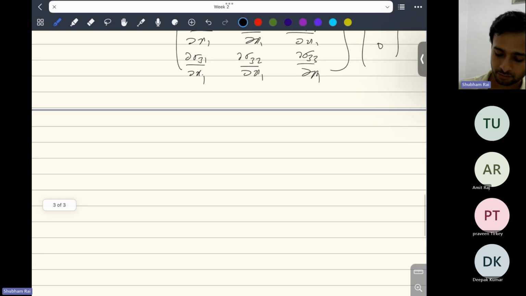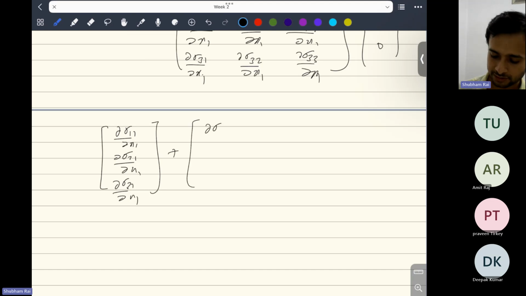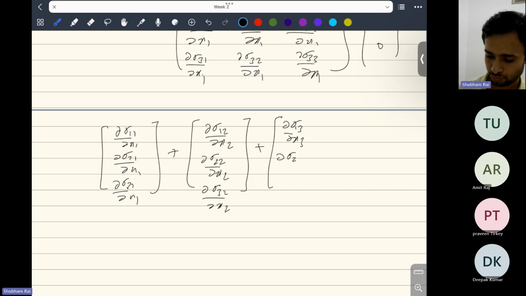So finally, with this expression, what you're going to get is, let me just write it down. If you put i equal to 1, you're going to get del sigma 1 1 by del x1, del sigma 2 1 by del x1, del sigma 3 1 by del x1. This corresponds to i equal to 1, and then you have i equal to 2: del sigma 1 2 by del x2, del sigma 2 2 by del x2, and del sigma 3 2 by del x2. Right. And for the third, i equal to 3, you will get del sigma 1 3 by del x3, del sigma 2 3 by del x3, and del sigma 3 3 by del x3.